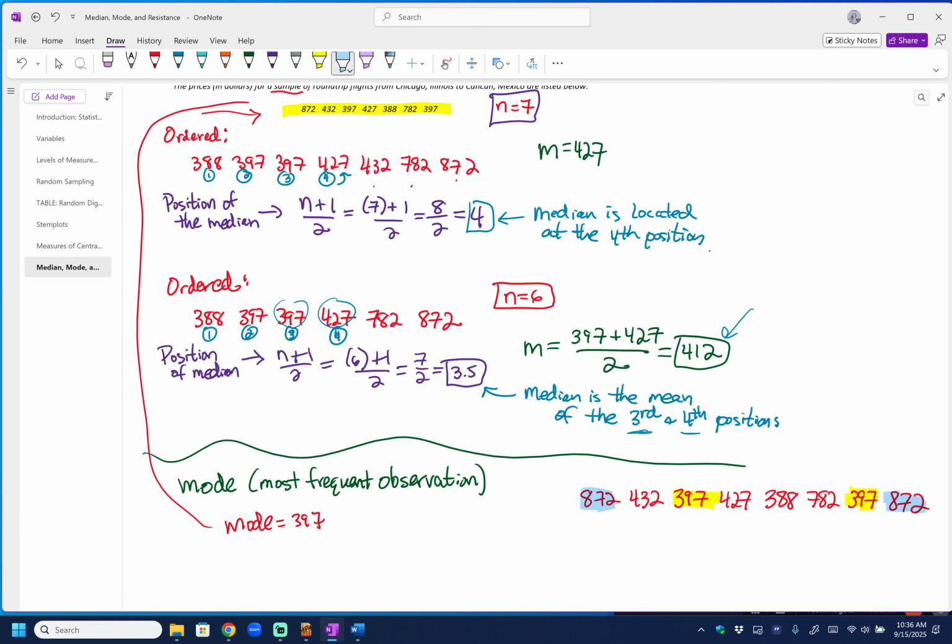But again, if for some reason I went into this problem and wrote 872 again, then we'd be back to a single mode of 872, because now that appears the highest number of times, which is 3 times.